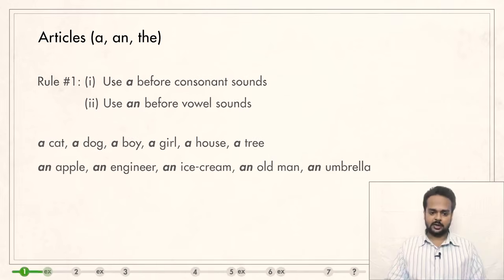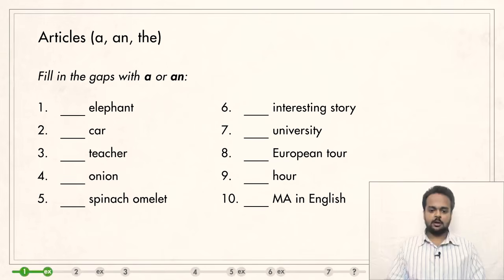Let's do a small exercise. You see 10 items on the screen. For each one, I want you to say if you would use a or an before it. Stop the video, think about it, then play the video again and check.